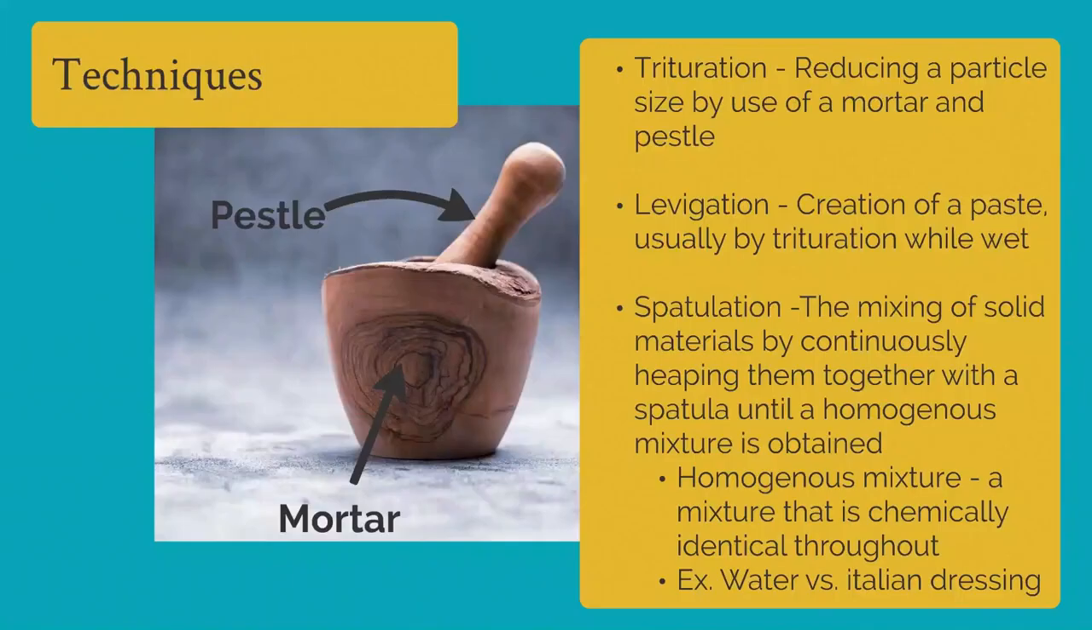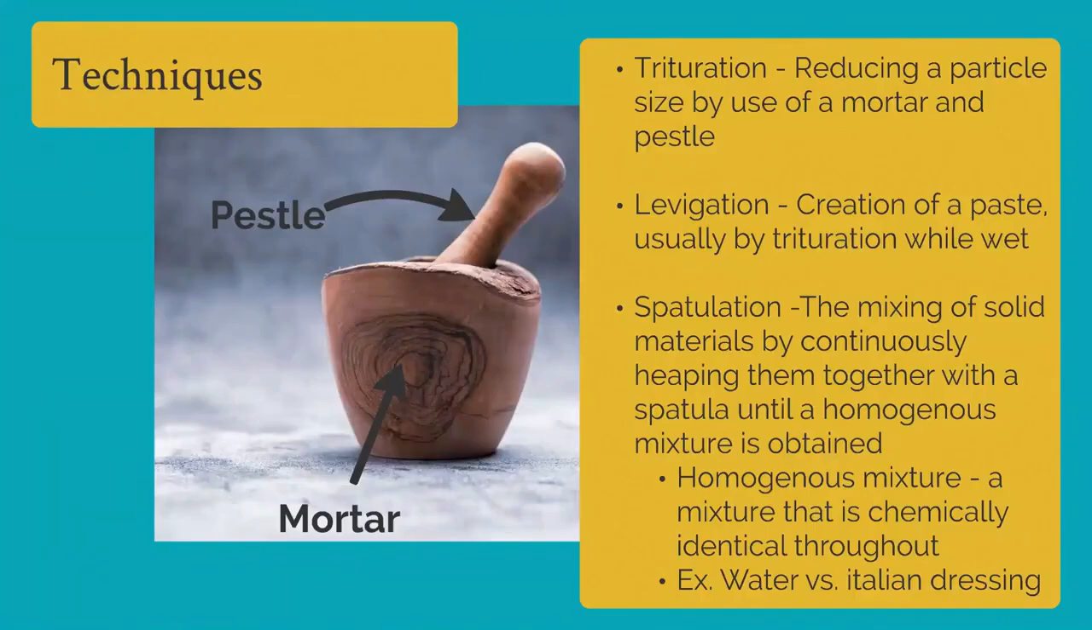Then you have spatulation, which is the mixing of solid materials by continuously heaping them together with a spatula until a homogeneous mixture is obtained. A homogeneous mixture is just a mixture that is chemically identical throughout. So water versus Italian dressing. So you want to make sure that there's no separation of anything within your mixture. The same way that Italian dressing, the oil can separate out. That would not be homogeneous, but when you shake it, then it does become homogeneous.